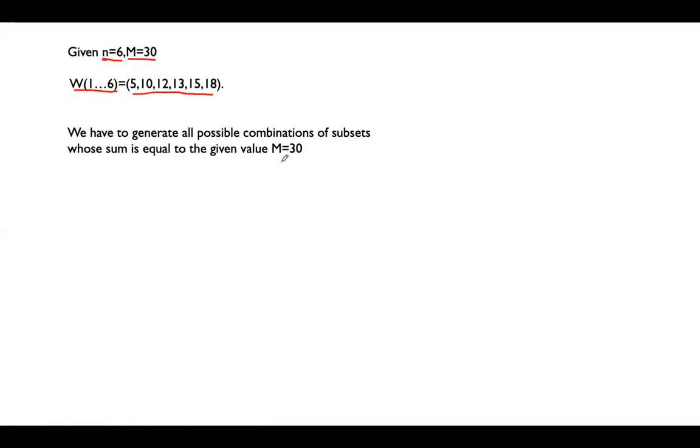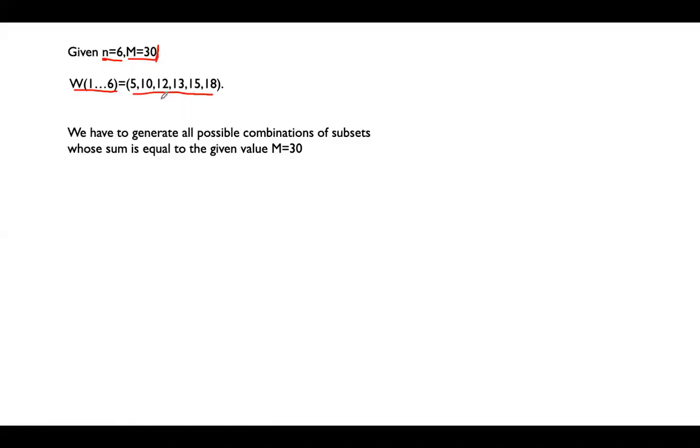6 elements are there, and their weights are given. So our task is to find out which elements to combine such that their total weight is equal to 30. Okay, m is equal to 30. See, this problem may be asked in any way. They may give a few elements and change the m value. Just see how it can be solved. It is a very simple thing.